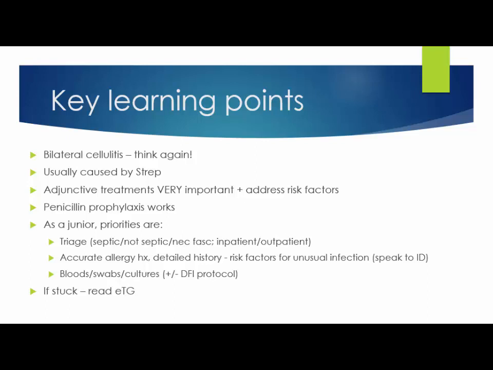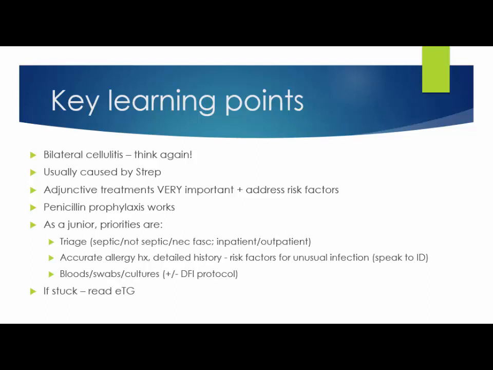Most of these people do fine, but the adjunctive treatments are really important, and they are hard to get done within the permutations of nursing staff availability and things. But all of those, elevation and compression and diabetic control and all that, is really important. Penicillin prophylaxis is an option for the frequent flyers that are coming in recurrently with cellulitis.